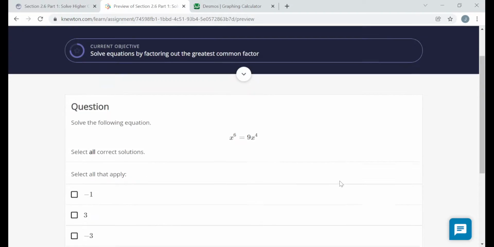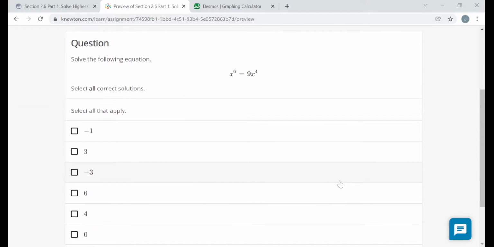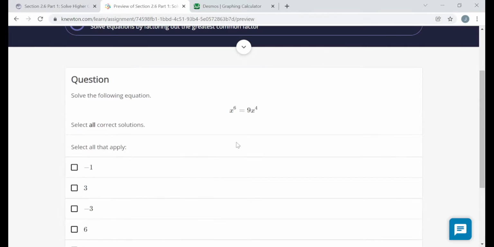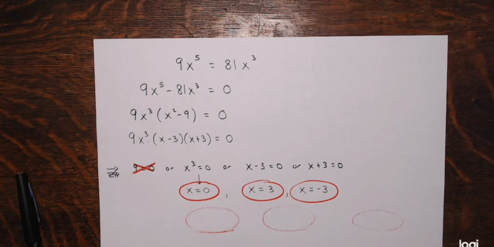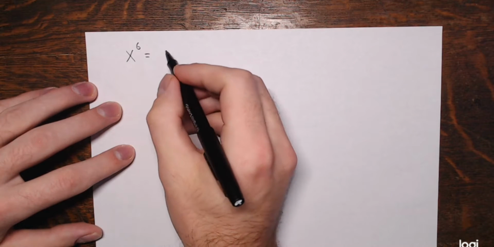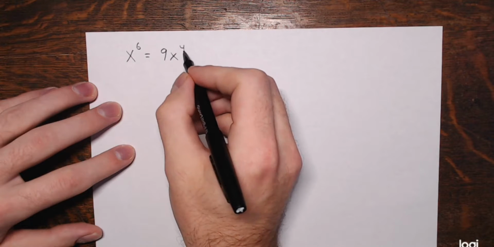Okay, now this one is just a select all that apply problem, right? So you don't have to enter the answers, you just have to select them. Now it says select all, so probably more than one of these will be chosen. And this is very similar to the ones we've seen. Alright, just different powers. Right, so this equation, we have x to the 6th equals 9x to the 4th. Take everything to one side.